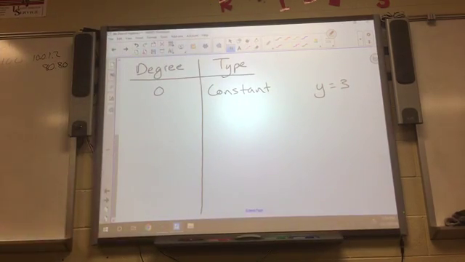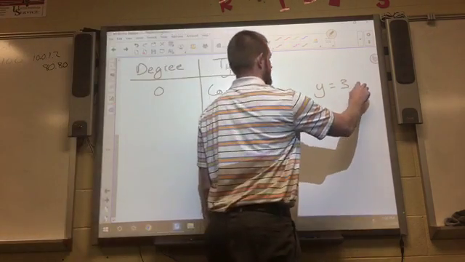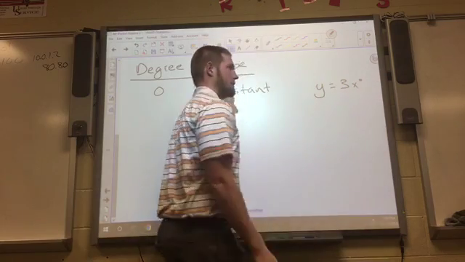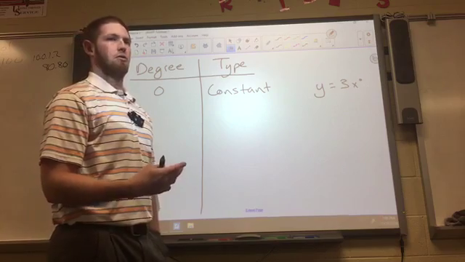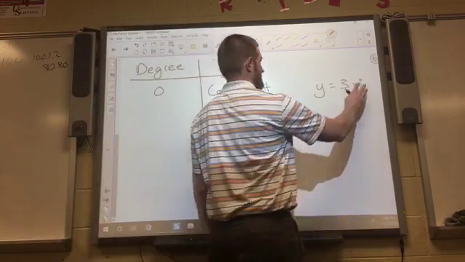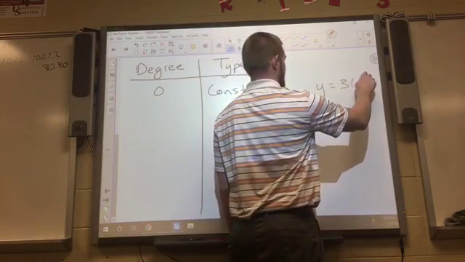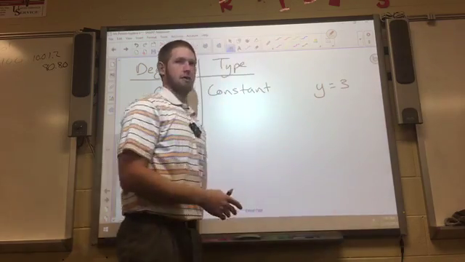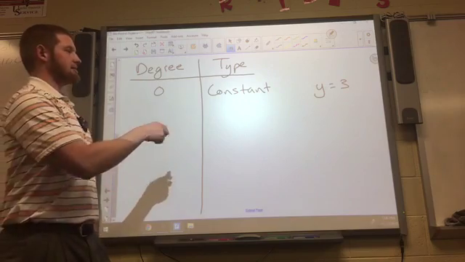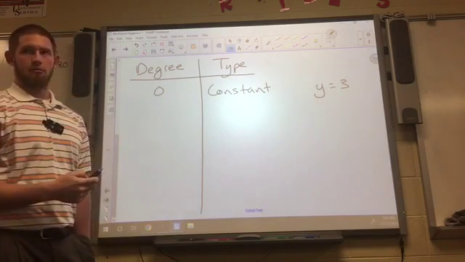The most common confusion with this is people don't think that there's an x there. Okay. There is an x there. It's just x to the 0 power. And we know that anything to the 0 power is equal to 1. So if I were to substitute, it'd be 3 times 1, which is just 3. Okay, so that's why it's not written. There is an x to the 0 power there, though. Okay.